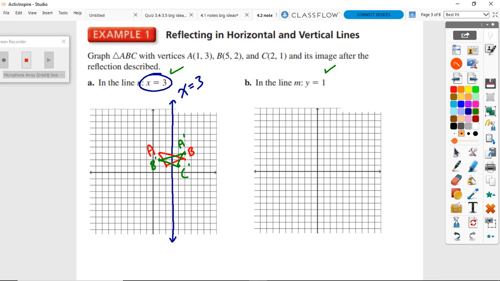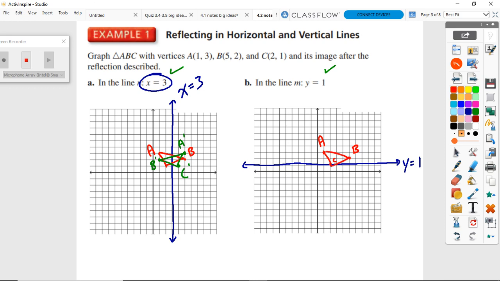All right, in part B, in this one, we're reflecting across the line y equals 1. So Hoibucks, line y equals 1, horizontal at 1, and same triangle now. So let's go back to red. A again at 1, 3. B at 5, 2. And C at 2, 1. So there's our same triangle.